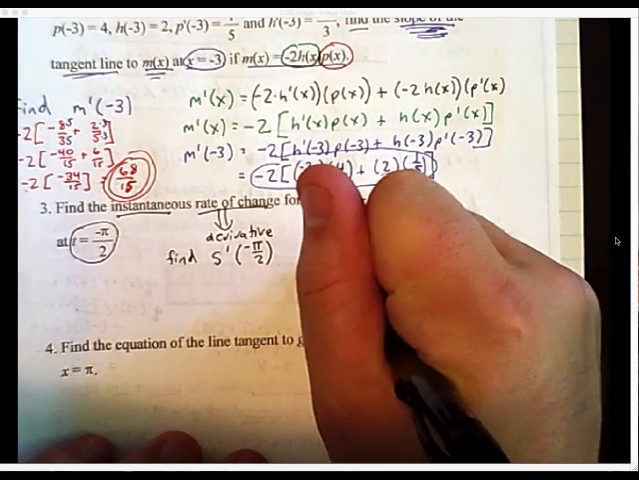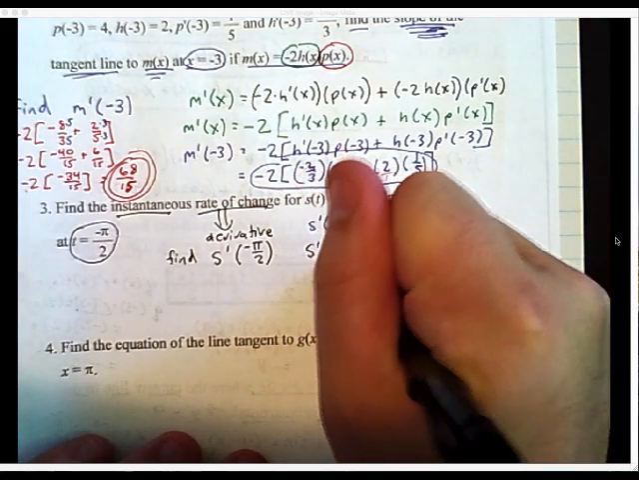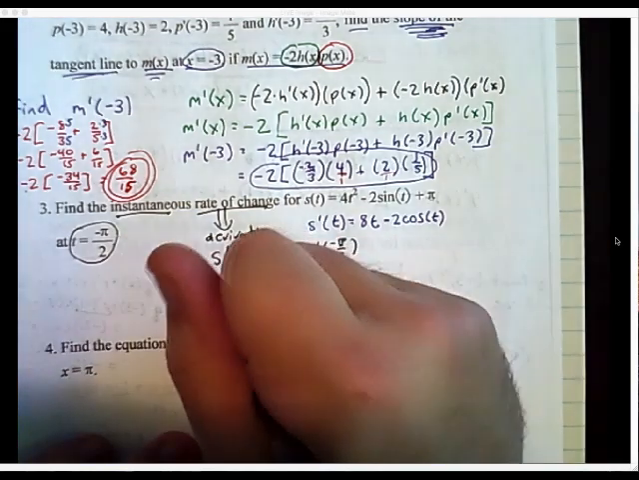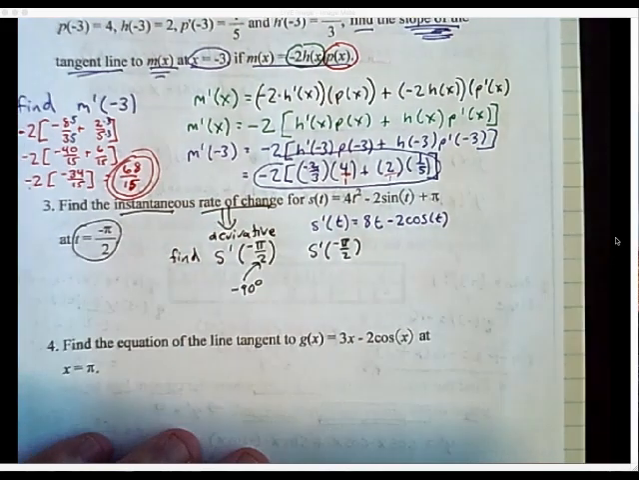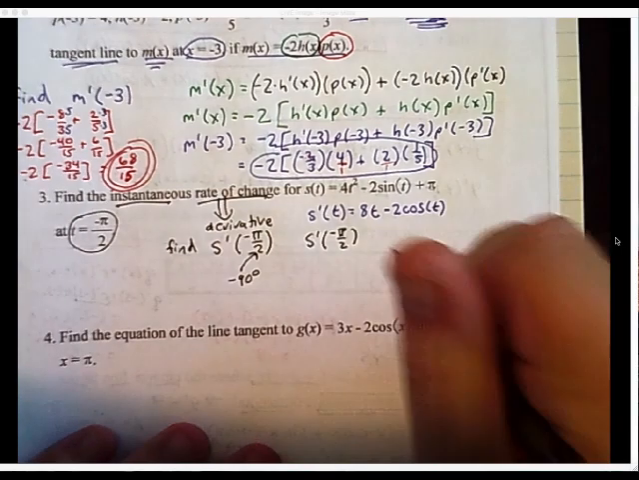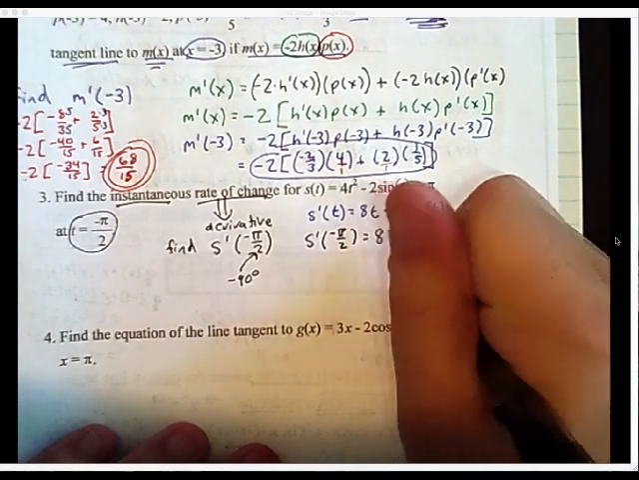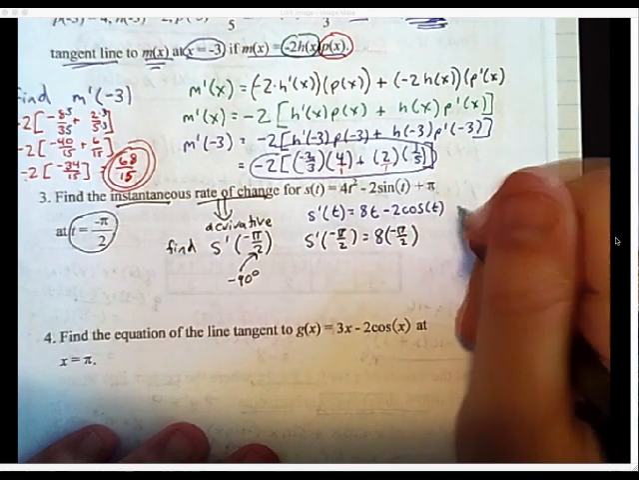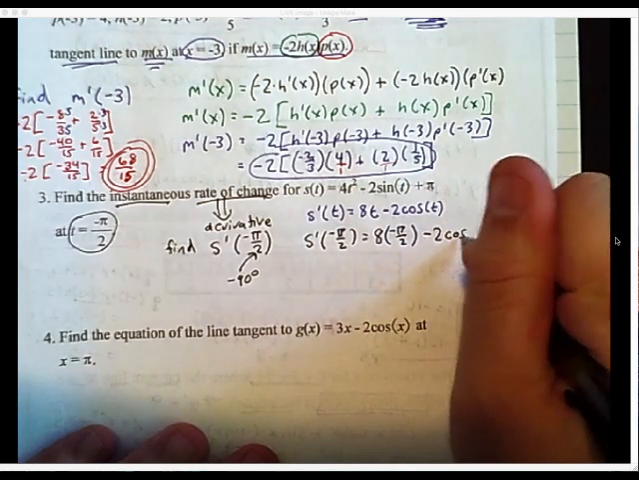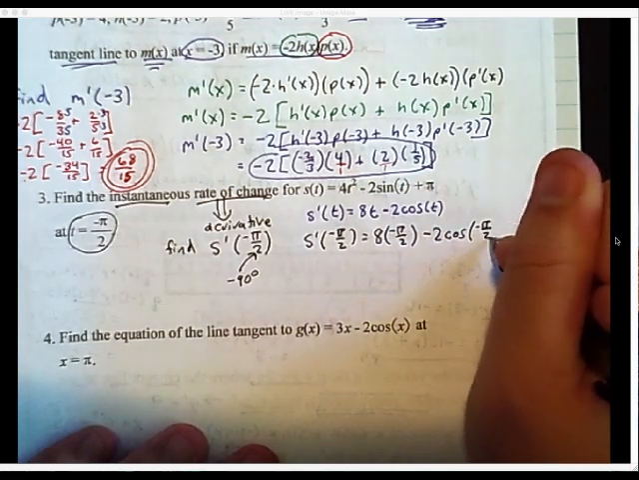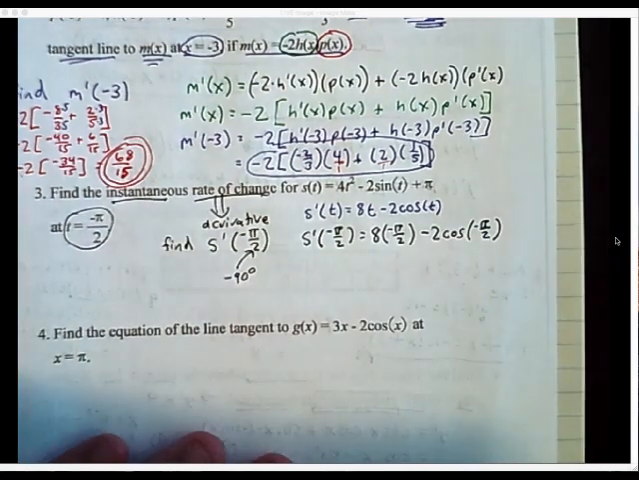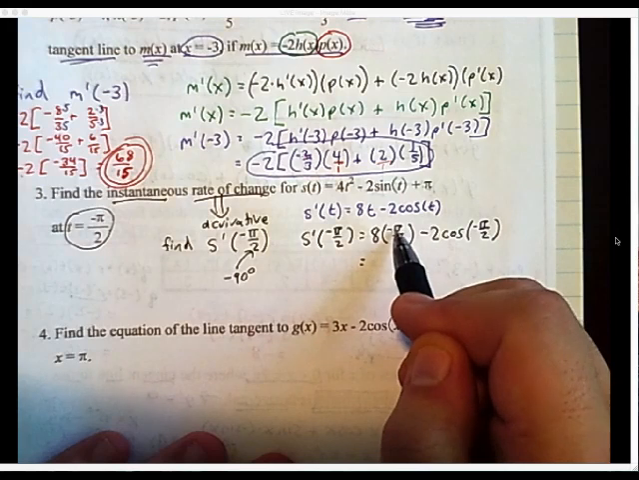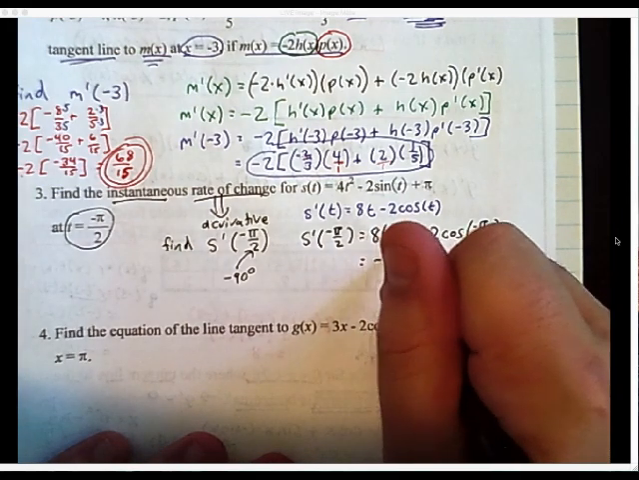So I'm trying to find s prime of negative pi halves, which is like, pi halves is like 90 degrees. So this is like negative 90 degrees on the unit circle. Okay. So 8 times t itself, well, that's just negative pi over 2, minus 2 times the cosine of negative pi over 2. Everywhere I see a t, I'm just plugging in negative pi halves. Well, 8 times negative pi is negative 8 pi, divided by 2 is negative 4 pi.